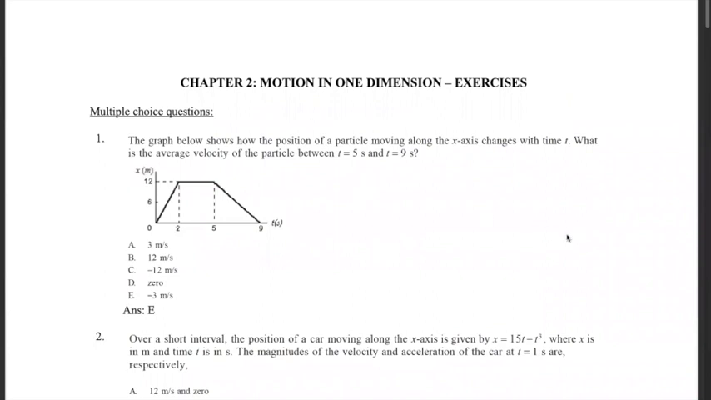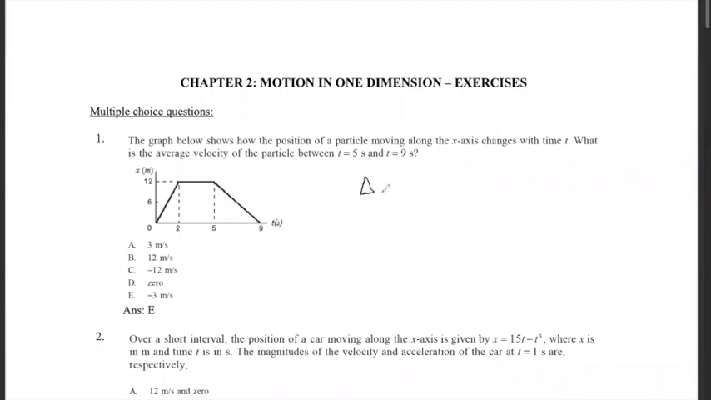So what's this first question? The graph below shows how the position of a particle moving along the x-axis changes with time. Okay, and what is the average velocity of the particle between 5 and 9 seconds? Okay, 5 and 9 seconds. So they're asking us the average velocity. Okay, so how do we find this?